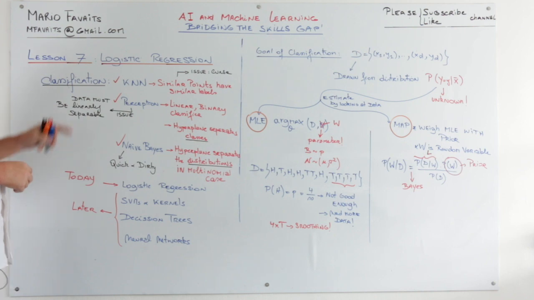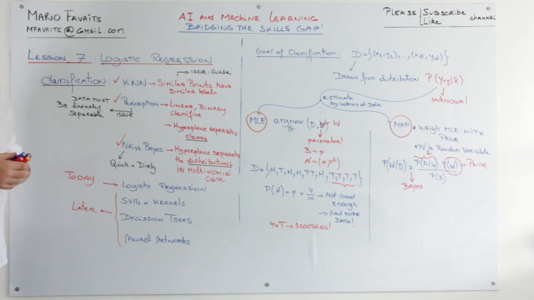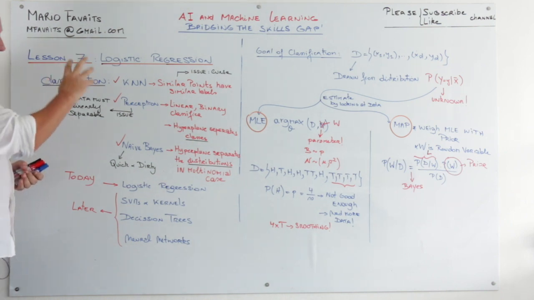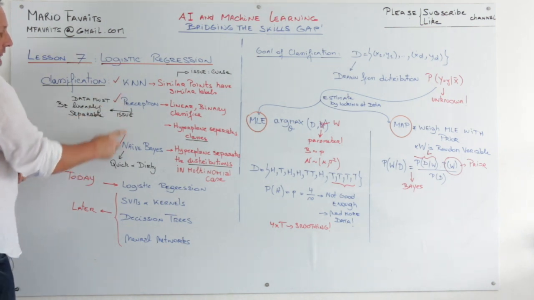Hi, welcome back. Welcome to lesson 7, Logistic Regression. Logistic regression is a classifier. And before we jump into logistic regression, I want to give you an overview of what we've seen up to now. We've looked at 3 classifiers.